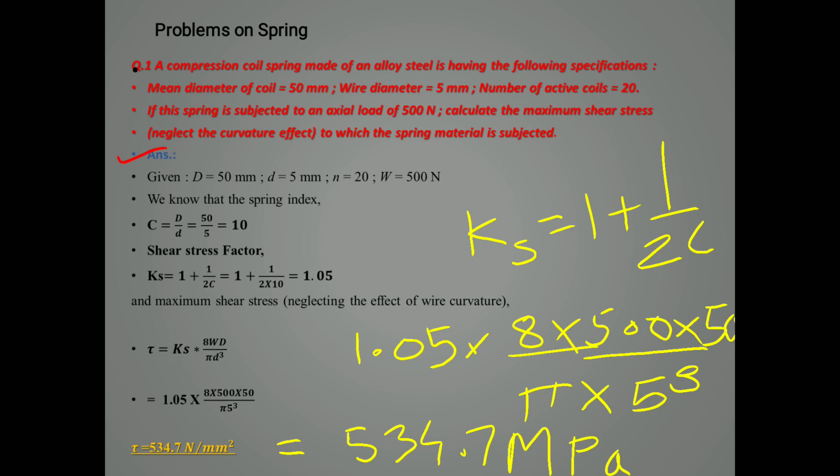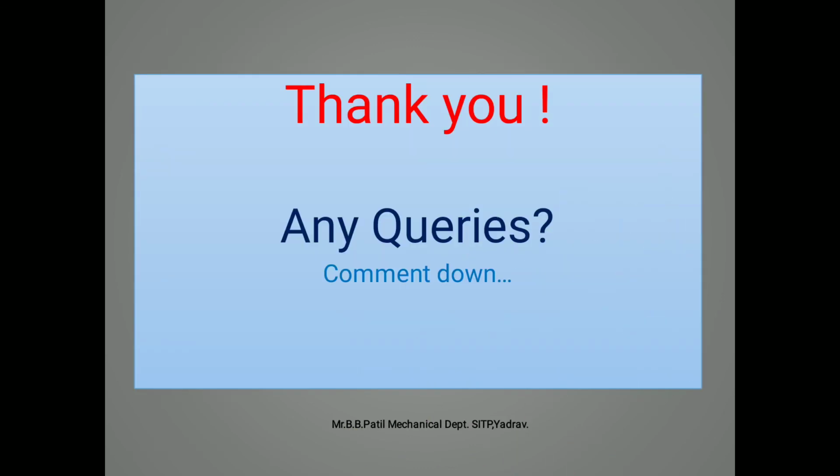So that is all about today's lecture. In further lectures we are going to see how exactly the calculation of stiffness is done, calculation of free length and solid length, then considering the curvature effect, then neglecting the curvature effect, and the applications like railway wagon springs, safety valves, etc. We will also see the next problems and the types of problems that will be asked in the MSBTE exam.